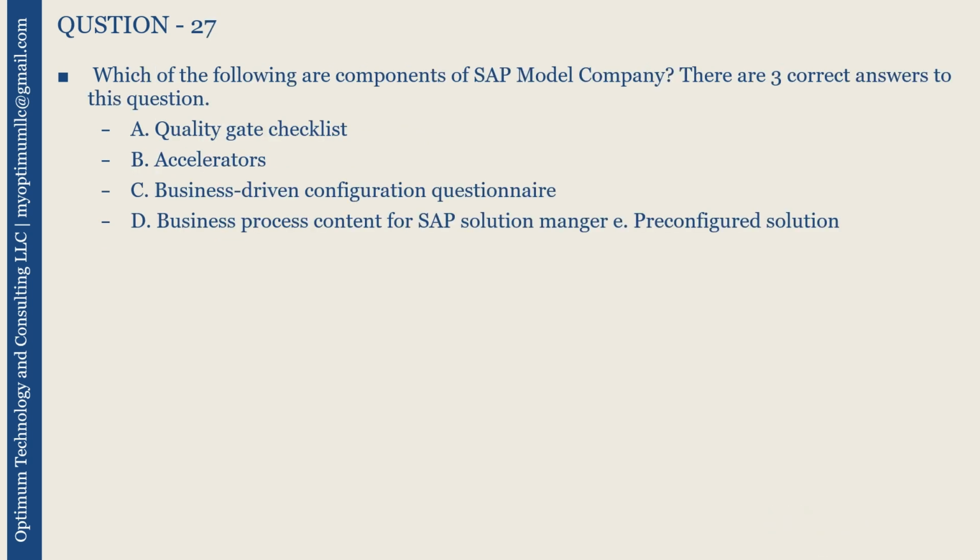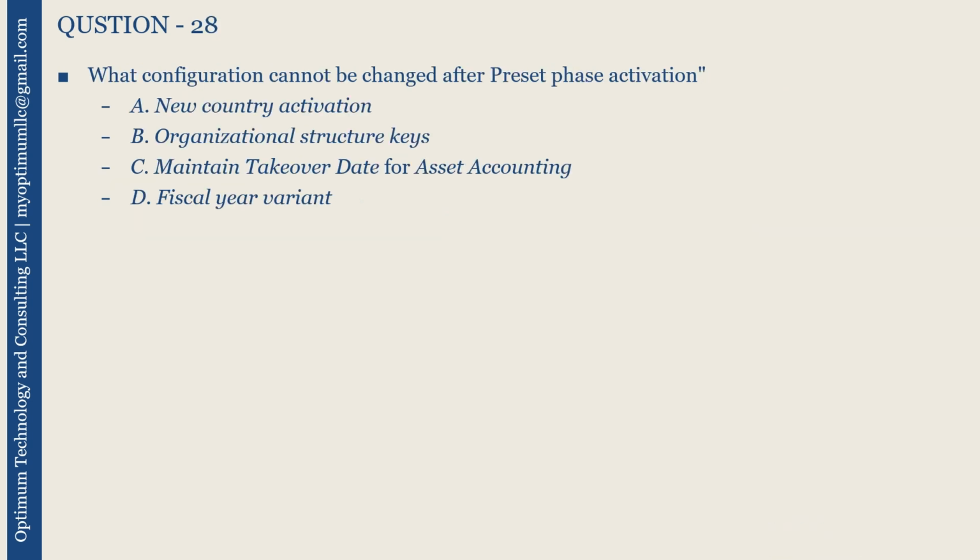Question 27. Which of the following are components of SAP Model Company? There are three correct answers to this question. A. Quality Gate Checklist. B. Accelerators. C. Business-driven configuration questionnaire. D. Business process content for SAP Solution Manager. E. Pre-configured solution.